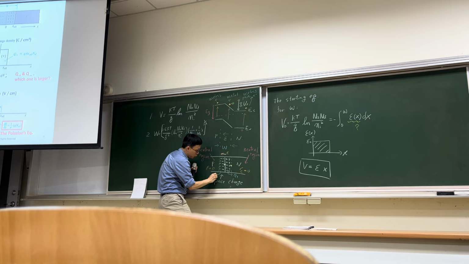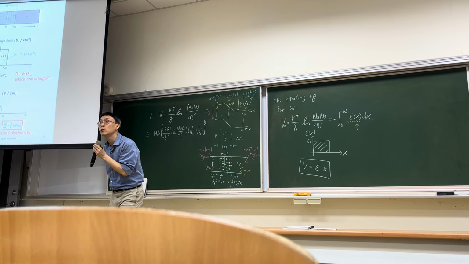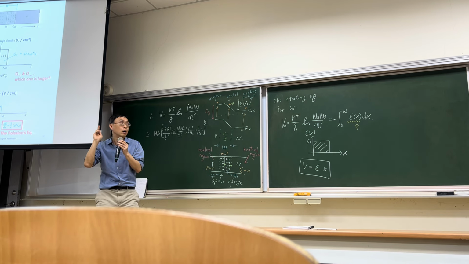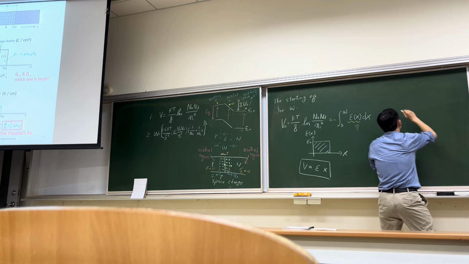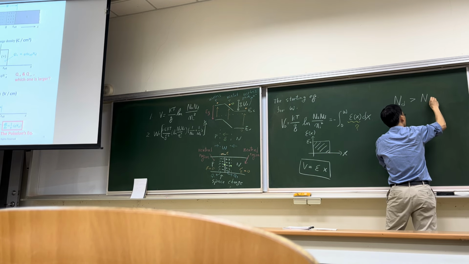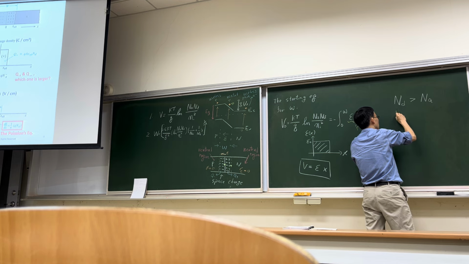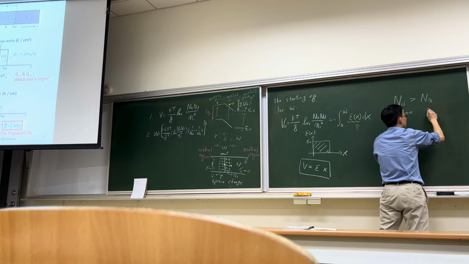And Q minus on the P side, because they are not of the same concentration. So I'm just asking you this equation. If your donor concentration is larger than acceptor, this is for N type. This is for P type.